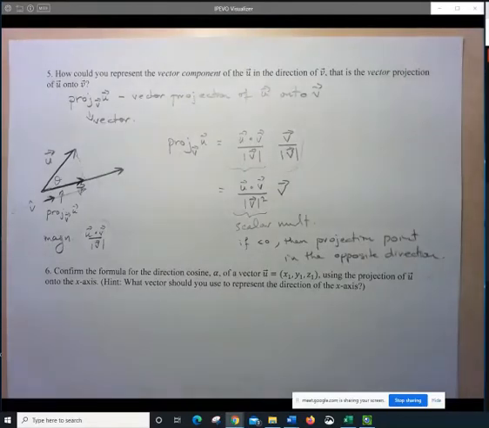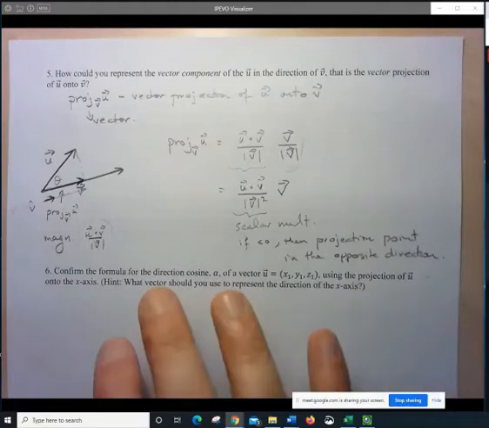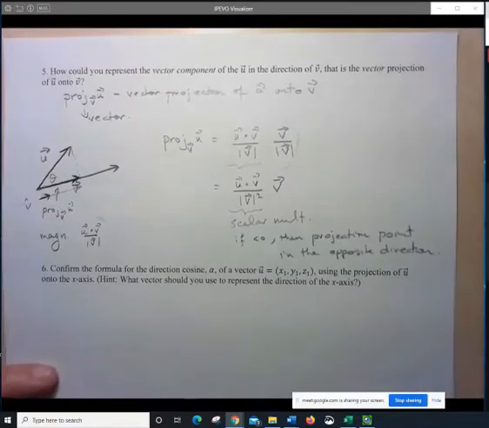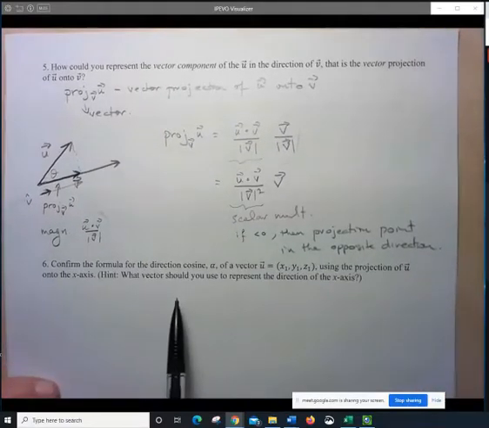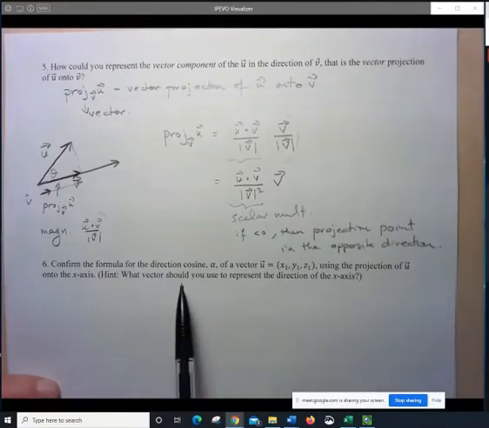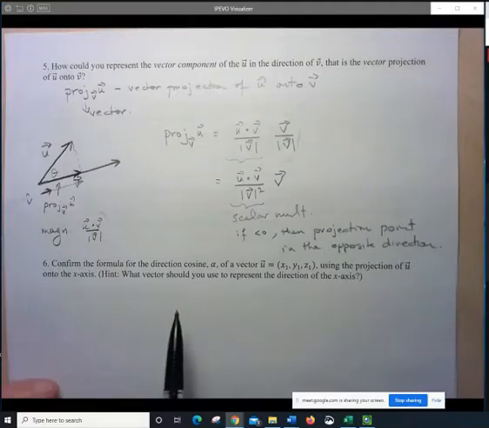I'm looking at the time, and I'm going to leave number 6 for now. If we have time before 3:30 we'll come back to it, because it's something we've already done in the past. It has to do with finding direction cosines, which we've already done. This is just another way to get to that.